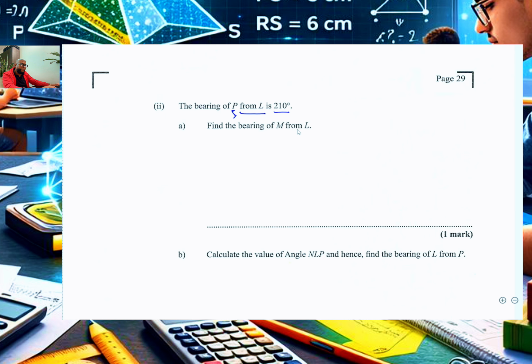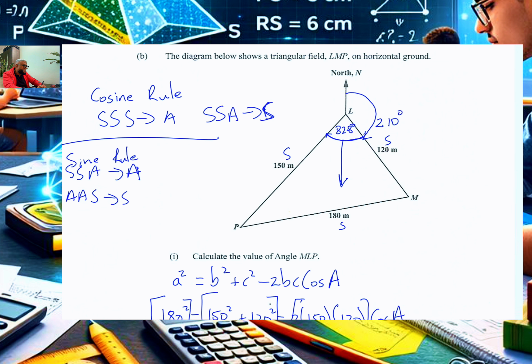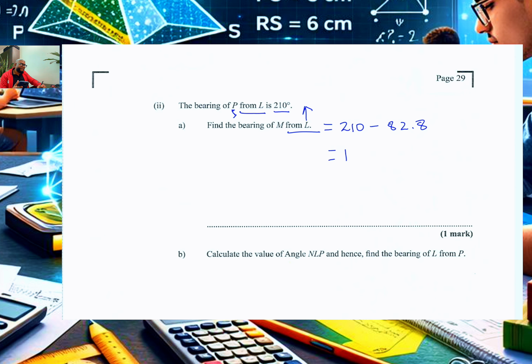Find the bearing of M from L. So this is where my north line is going to be, where L is. So wait now, they just want this. They want you to stop here. They want this piece here. Proper. We get 127 degrees.